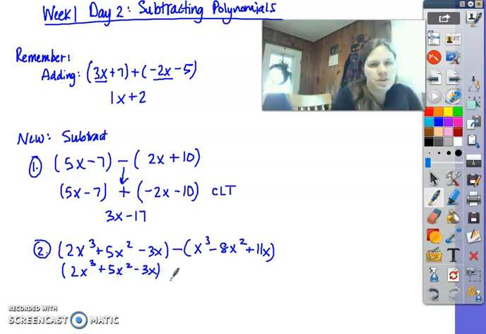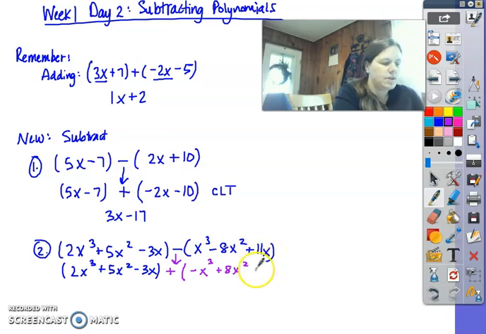So go ahead and take a moment and rewrite that first one. Subtraction becomes the opposite, adding. And then we change all the signs afterwards because subtracting is the same as adding the opposite. So x cubed, the opposite is negative x cubed. Negative 8x squared is positive 8x squared. Positive 11x becomes negative 11x.